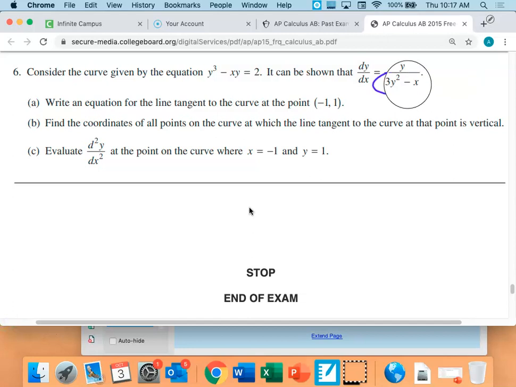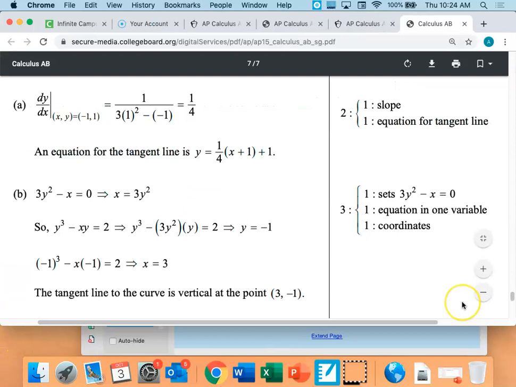All right, and then the last one is find the second derivative. So I want these on your whiteboards. I'm going to give you 5 minutes to do the whole thing. Go. Okay, the first part was worth 2 points.